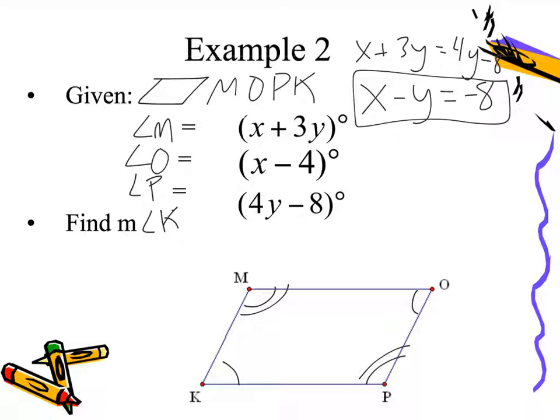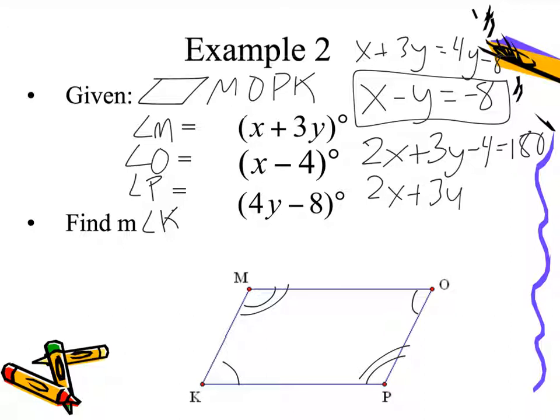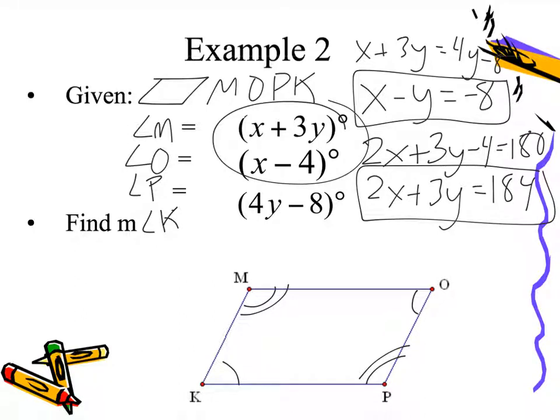I've got to set something else up. Well, O and K are congruent, but I don't have anything to match that up with. Looks like I might need to use my supplementary aspect of things. So how about M and O add up to 180, because they're supplementary. So x plus 3y plus x minus 4, so that'll be what? 2x plus 3y minus 4 equals 180. So I'd have 2x plus 3y equals 184. So there's my other equation. I got that by adding M and O together.